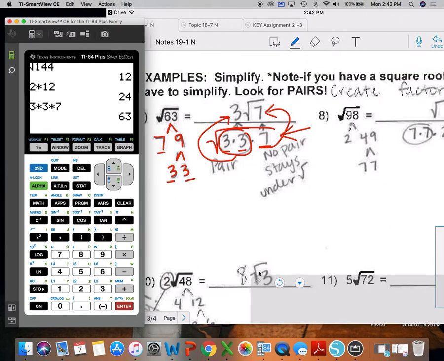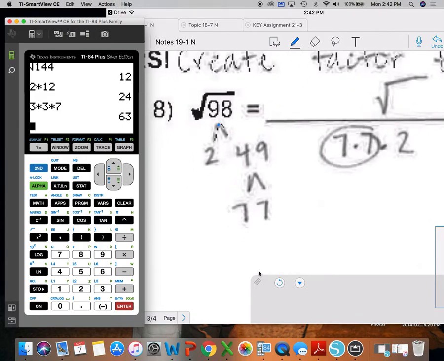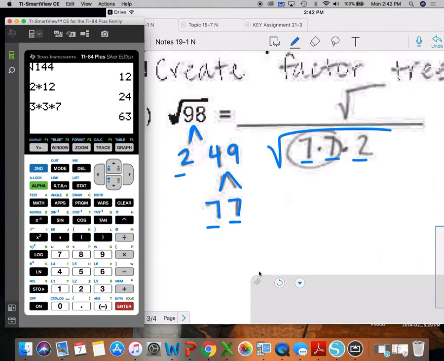Okay, so to simplify this, we're creating factor trees. We're breaking the factor trees up as much as we can and looking for pairs. So for problem 8, 98 has been broken up into 2 and 49. 2 cannot be broken down further because it is prime. Basically, once you get to the point of 2 and 1, anything with a 1 doesn't help you. 49 can be broken down into 7 and 7, but 7 and 7 cannot go any further. So my factors are 7, 7, and 2, still under the house. So 7, 7, and 2 are all inside the house.